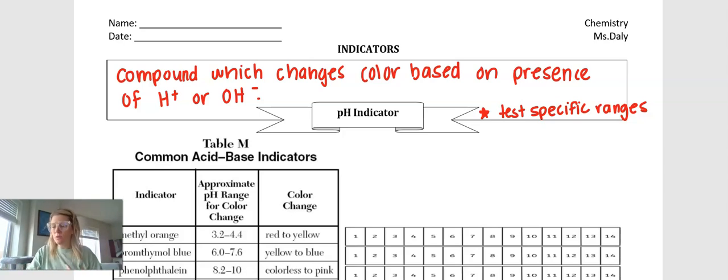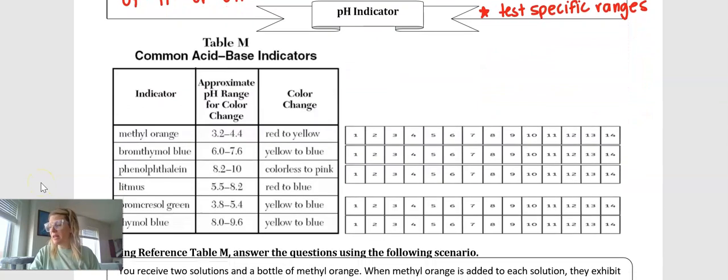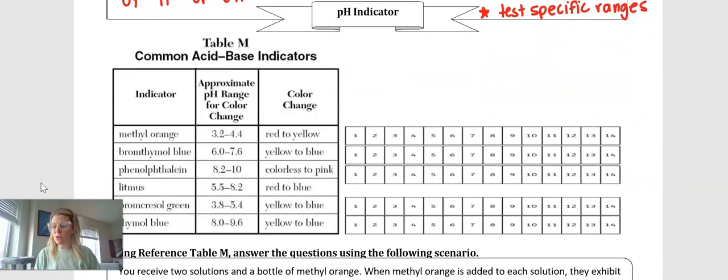In your reference tables, on that page, I forgot to photocopy, I do apologize, there is a reference table, Table M, which is our common acid-base indicators. For this course, we're going to talk about methyl orange, bromthymol blue, phenolphthalein, litmus paper, bromcresol green, and thymol blue. And there are more indicators than this. This is just a selection of acid-base indicators, but they have the indicator name, the approximate pH range, and the color change that we expect to see.